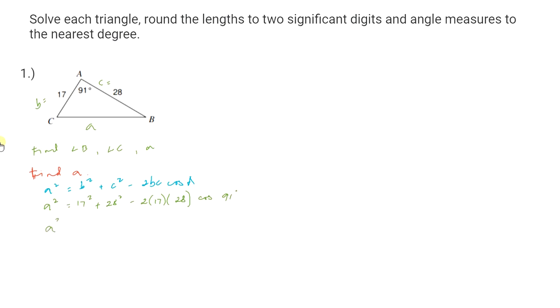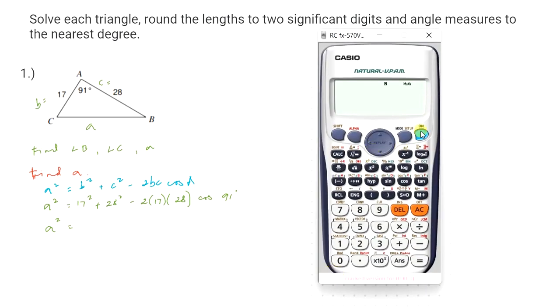So we have here A squared is equal to, by using our calculator, so make sure your calculator is in degree mode. So let's solve. We have 17 squared plus 28 squared minus 2 times 17 times 28 times cosine 91 degrees, and that is equal to 1089.614691. And this time, I will get the numbers up to 4 decimal places.